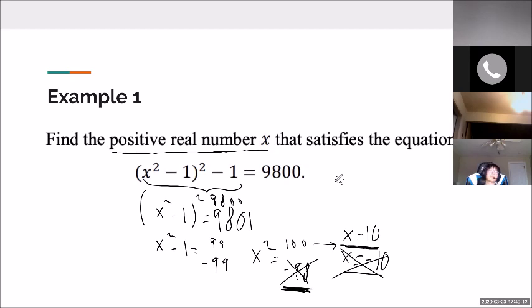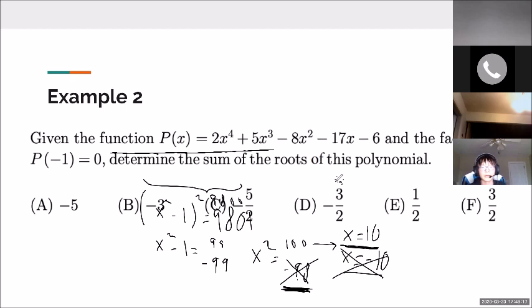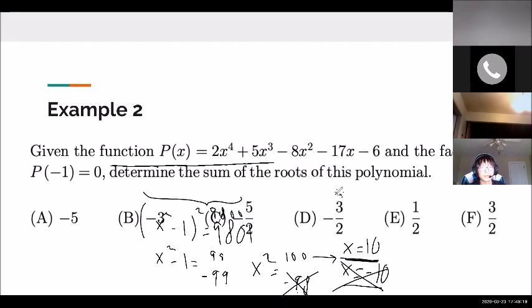Now, example number 2. Let me clear this real quick. Sorry, again, a bit of technical issues. This will not happen next time. It's just the screen, I can't clear this for some reason.